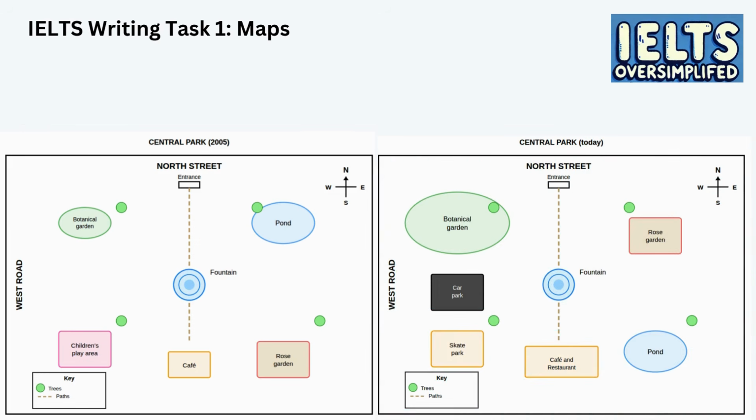Now, look at today's map. Some things have changed, some things have moved, some things have gotten bigger, and some things have stayed exactly the same. This is the key to writing about maps. You need to recognize the different types of changes. Let me show you what types of changes we have in this map.